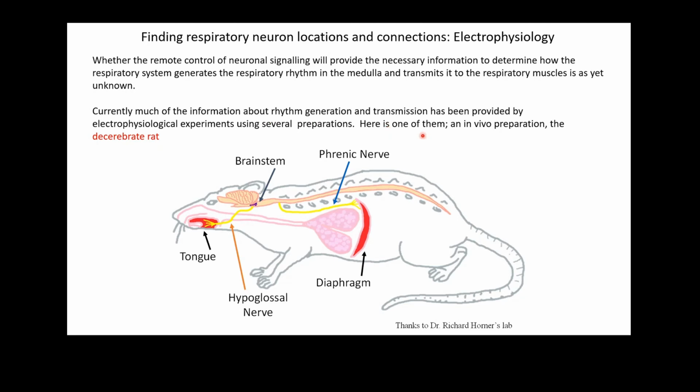So here's one of them. It's an in vivo preparation, the decerebrate rat. In other words, you remove the brain. You take a rat and anesthetize it, and while it's anesthetized, you take the brain away. So now you don't have to maintain the anesthetic. You have an unanesthetized preparation, which will be generating a respiratory rhythm in the brainstem. You can measure that in the hypoglossal nerve or in the tongue by putting electrodes in. And you can measure it by recording the phrenic nerve. All this involves quite complicated surgery. You have to be very good at it. We did it for many years in my laboratory.